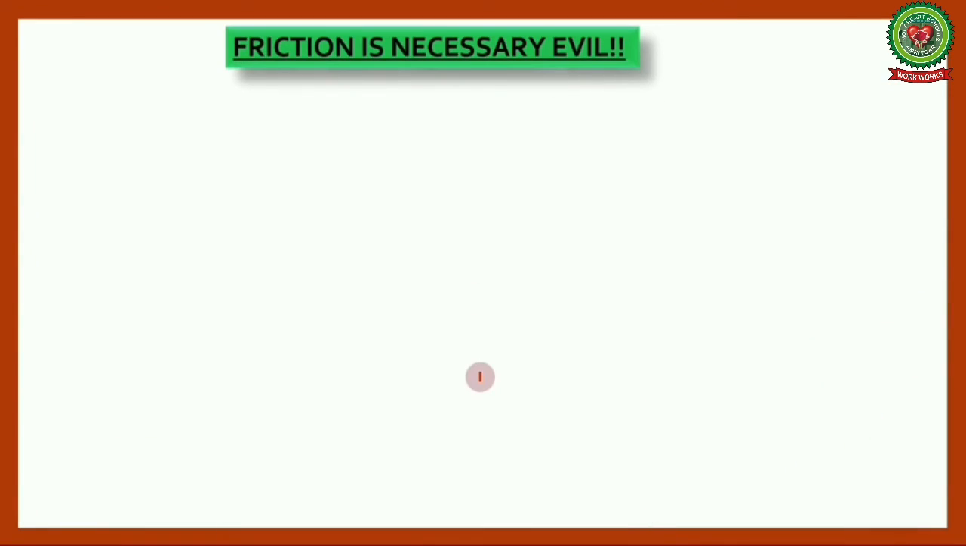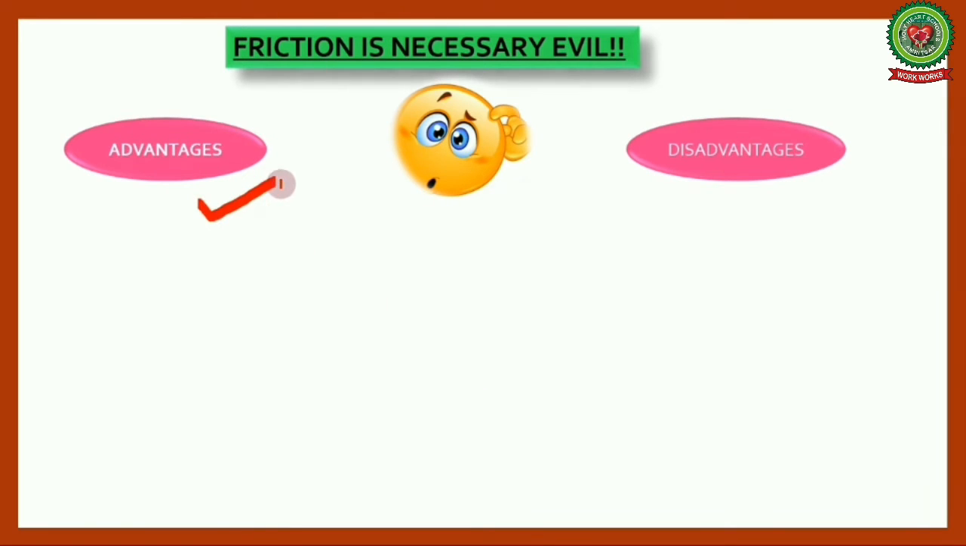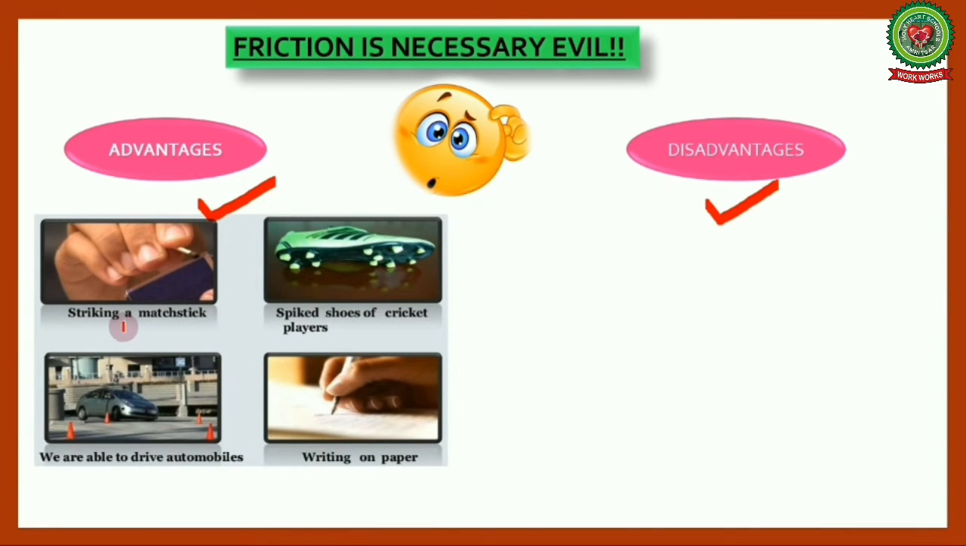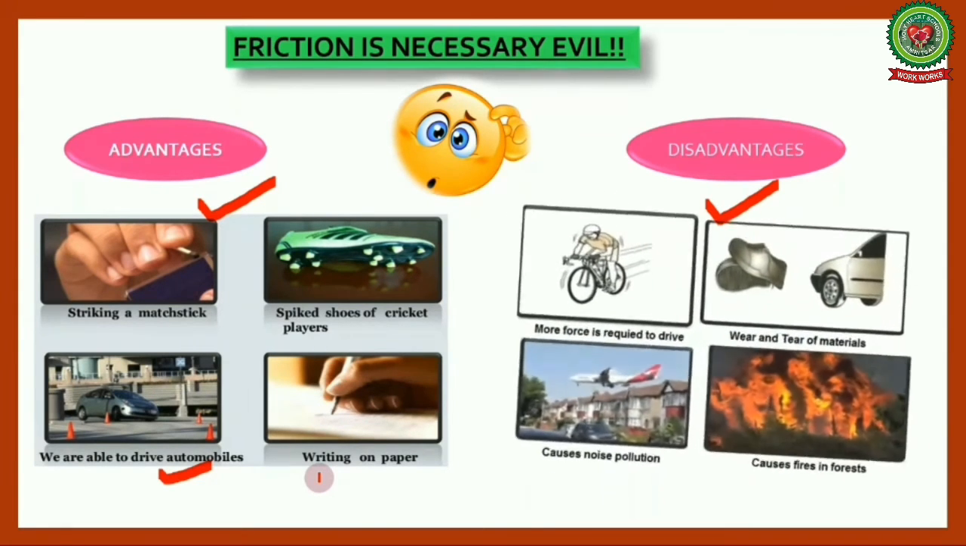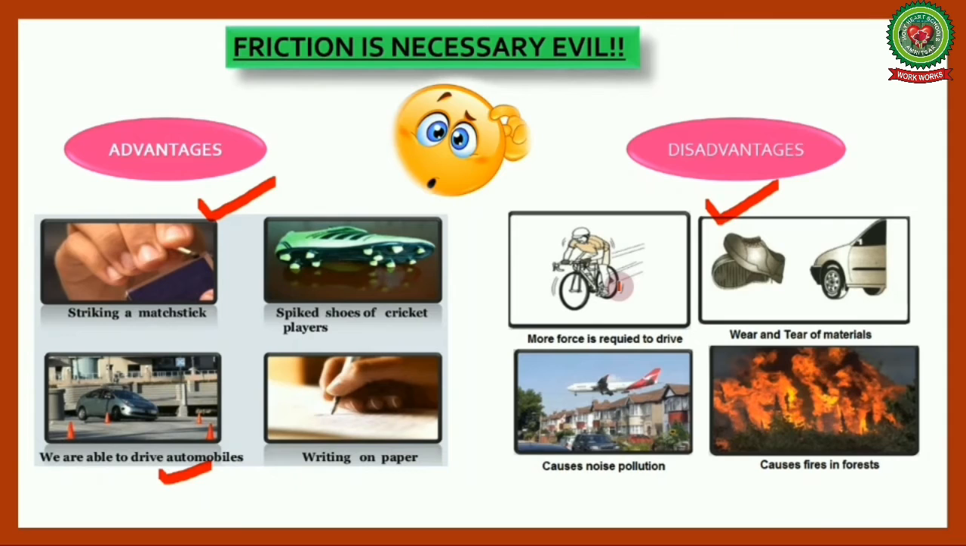Next is friction is a necessary evil. Yes, because it has both advantages and disadvantages. Like it helps in striking a matchstick. Spiked shoes of cricket players are also based on the phenomena of friction. We are able to drive automobiles due to friction, and friction also helps us in writing on paper. On the other hand, it has some disadvantages, like more force is required to drive, wear and tear of materials, it causes noise pollution and sometimes causes fires in forests.